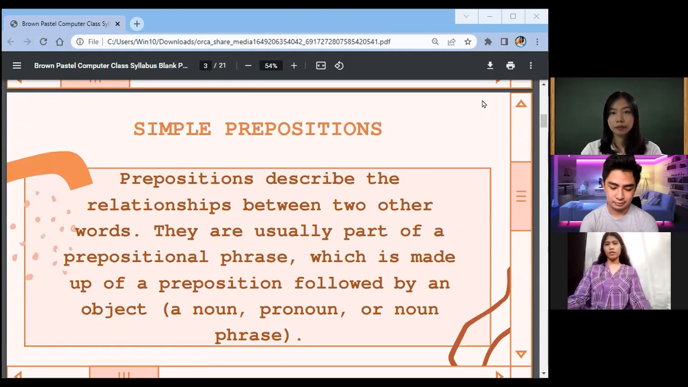So simple prepositions describe the relationships between two other words. They are usually part of a prepositional phrase, which is made up of a preposition followed by an object. An object can be a noun, a pronoun, or a noun phrase. So prepositions are words that are used to describe the relationships between different parts of a clause. And the relationships can be a relationship of time, place, or reason. So to further analyze and understand what simple prepositions are, let us have some examples.